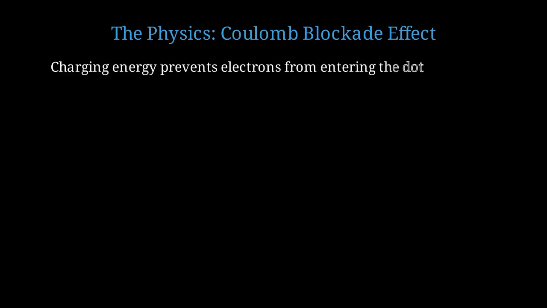The key physics that makes the SET work is called the Coulomb blockade effect. Let me explain this crucial concept. When an electron tunnels onto the quantum dot, it has to overcome the electrostatic charging energy. Because the dot is so small, adding even one electron costs a significant amount of energy. The charging energy is given by E_c equals e squared divided by 2C, where e is the elementary charge, and C is the capacitance of the quantum dot.